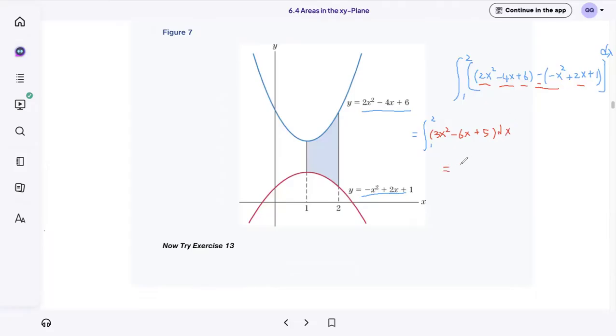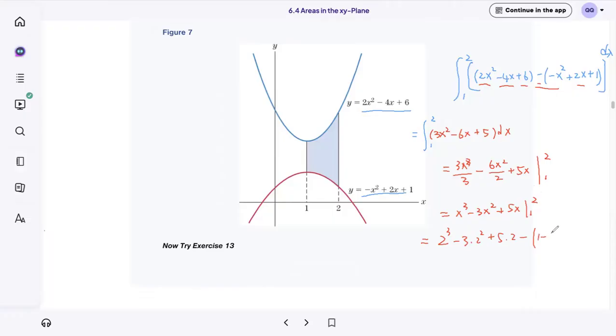Then we anti-differentiate, right? We have a 3x cubed divided by 3 minus 6x squared divided by 2 plus 5x. 3 cancel each other, so we have x cubed minus 3x squared plus 5x. Then we want to evaluate at 2. So we got a 2 raised by 3 minus 3 times 2 squared plus 5 times 2. Then minus everything evaluated at 1.